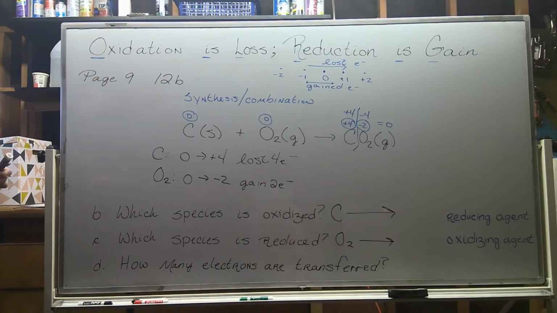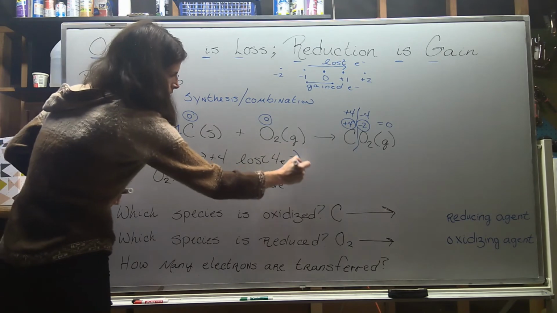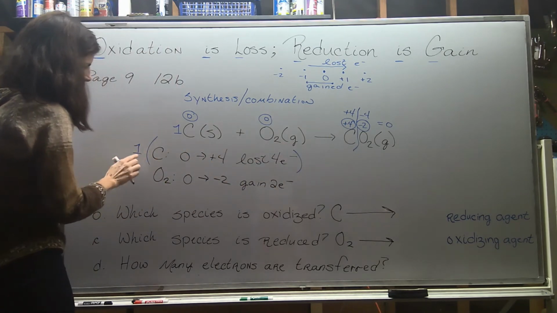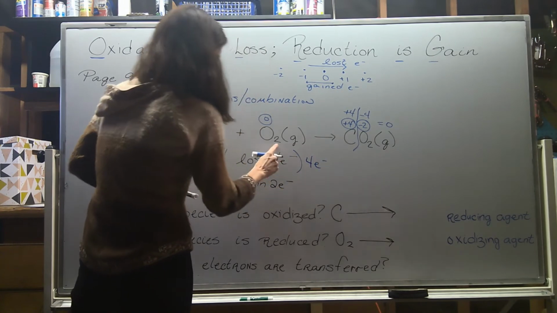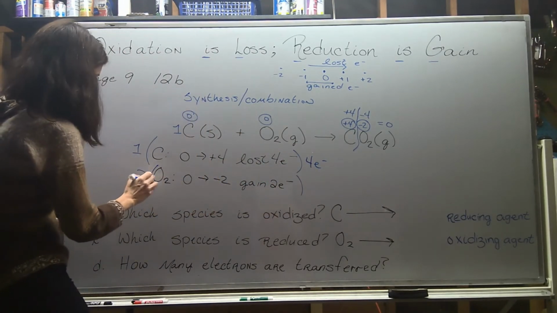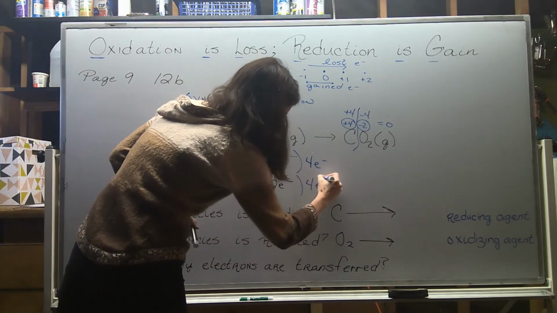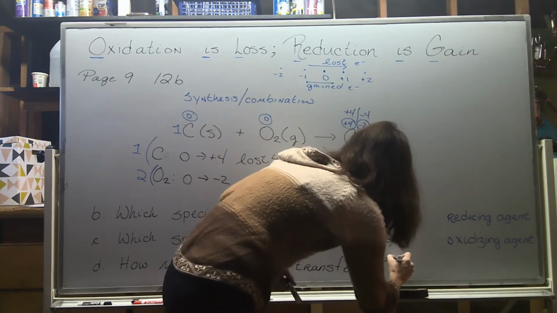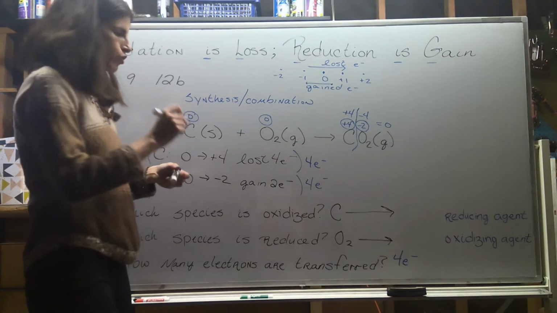Now to figure out what's going on with my electrons, there's only one carbon, so I'll do 1 times 4. There's 2 oxygens, it's diatomic, so I'll do 2 times 2, and that'll give me 4. Numbers match, so I'm confident that that's the number of electrons that were transferred.